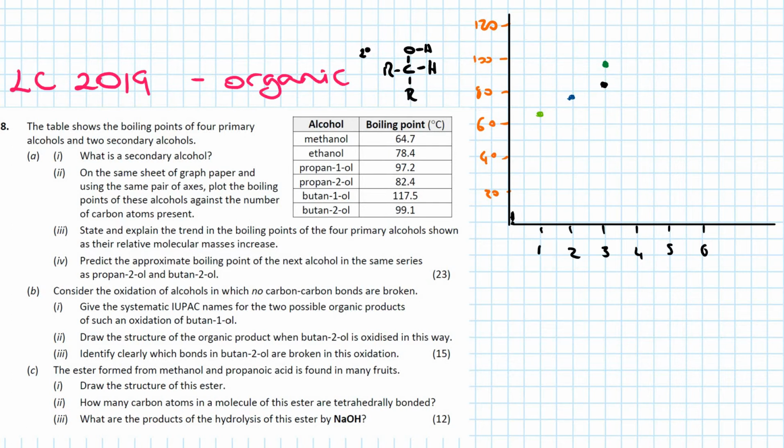That's still going to be 3 carbons, 82 degrees. Butane 1-ol, we're at 117 degrees. That's 4 carbons. And for butane 2-ol, we're back down to 99 degrees. So there's your key for that one. And we'll just finish off by labeling the axes. And this one is boiling point. So there's our graph. I'm just going to change the view now.